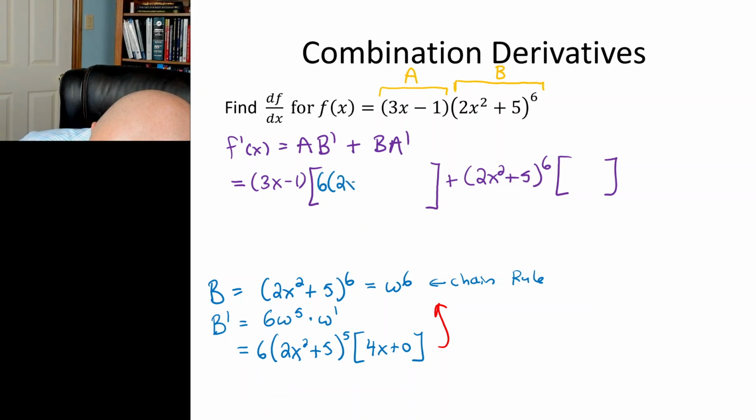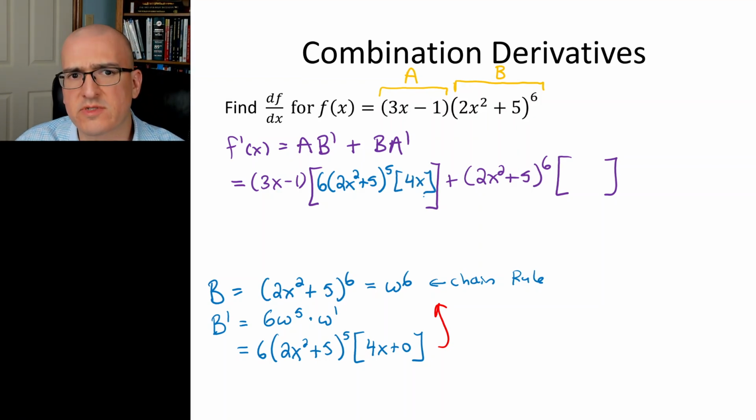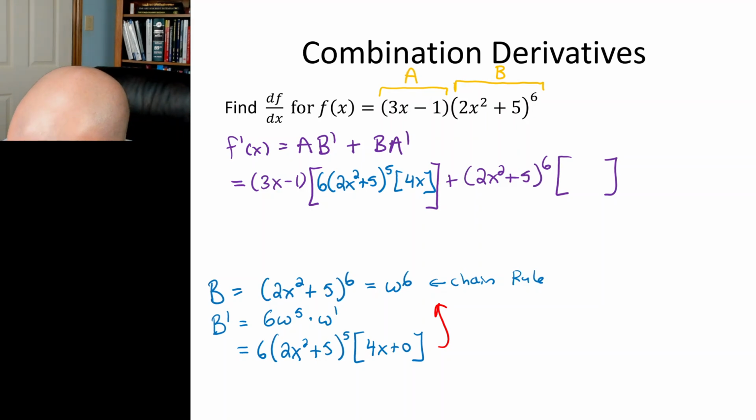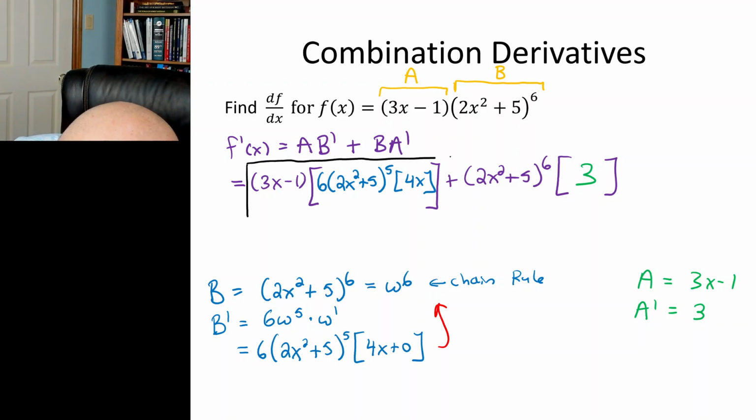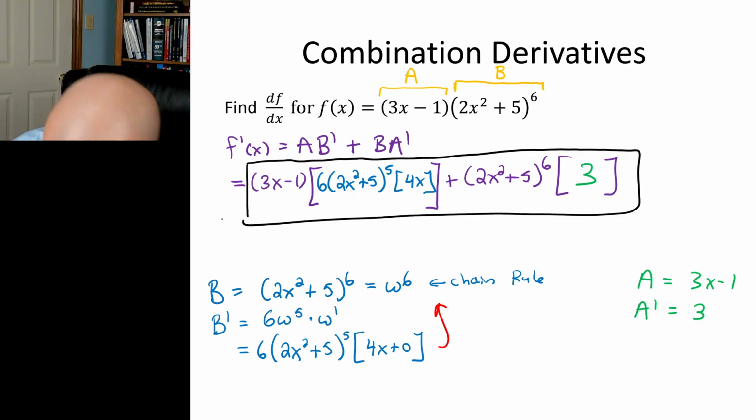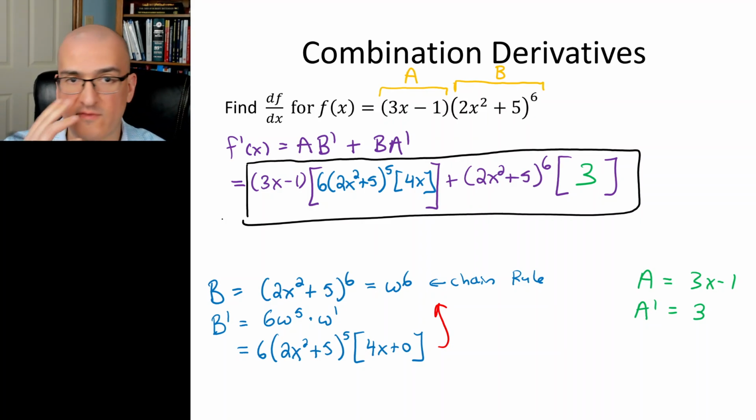6 times (2x squared plus 5) to the power 5, times 4x. I'll drop the plus 0, mostly because I'm running out of space. And then a is equal to 3x minus 1. We don't need any special rules for that. The derivative of a is just 3. And that's it. That's our answer. I did those calculations off to the side, the b prime and a prime calculations, and plugged them in.